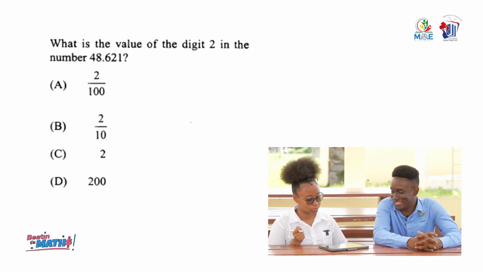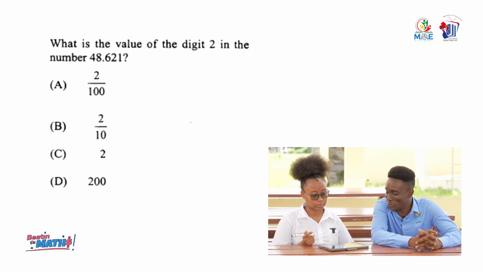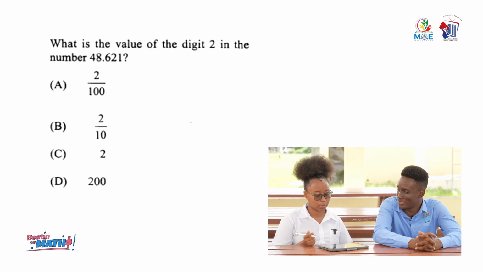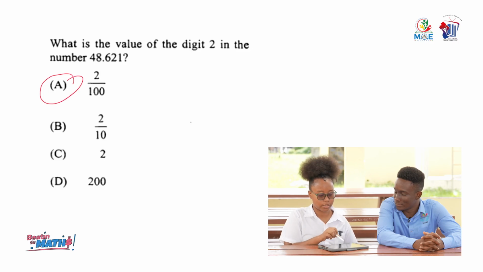So your question says, what is the value of the digit 2 in the number 48.621? The floor is yours, Serena. Okay, so the answer is 2 over 100. That is because going behind the point, the place value starts from thousands. So this would be thousands, hundreds, and then this would be tenths.